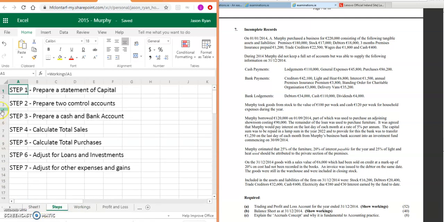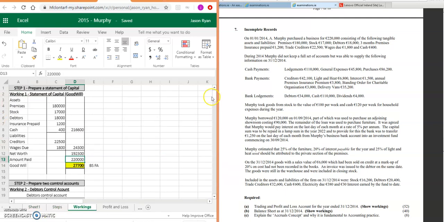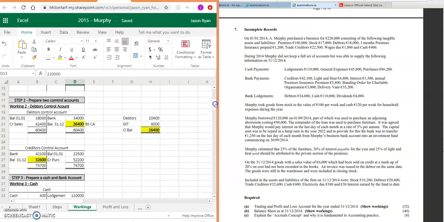The second step we have then is prepare 2 control accounts. So we need to have a control account for debtors, and we need to have a control account for our creditors. So first thing, we have a look at the start of the question, see if there's any debtors and creditors, and we do. We've got debtors here and we've got creditors here. We have a look down here during the question, so do we have any debtors or creditors? So we've got bank payments to creditors, and we've got debtors in here in our bank lodgements.